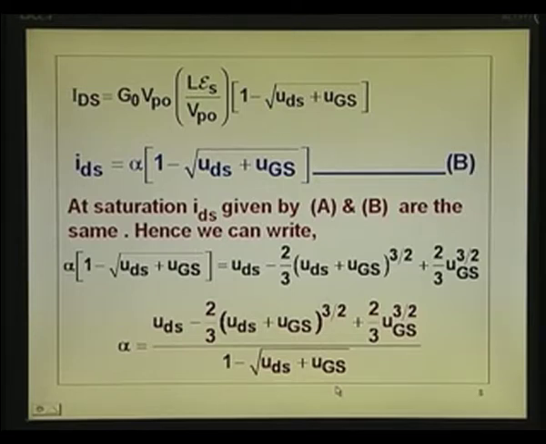Now, if UDS plus UGS equal to 1, what happens to alpha? Infinite.